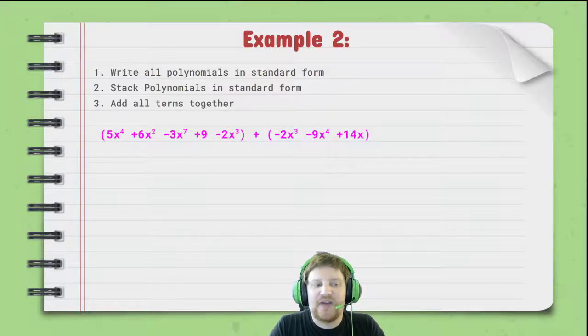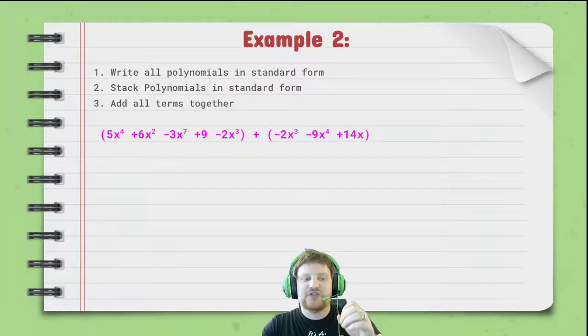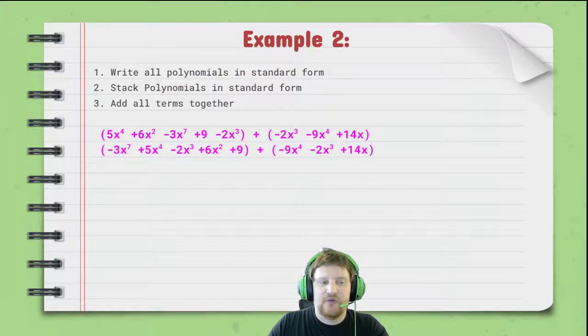Once again, I have a 7, 4, 3, 2, 0 on the left, so that's x to the 7th, x to the 4th, x to the 3rd, x squared, and a constant. And if I rearrange those in the correct order, I get 7, 4, 3, 2, 0.